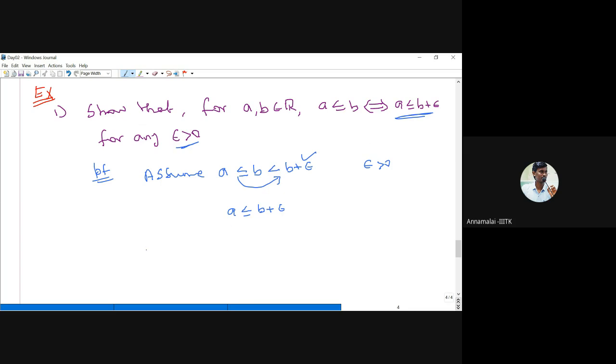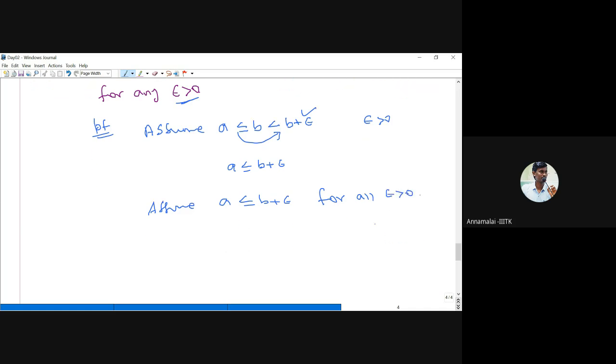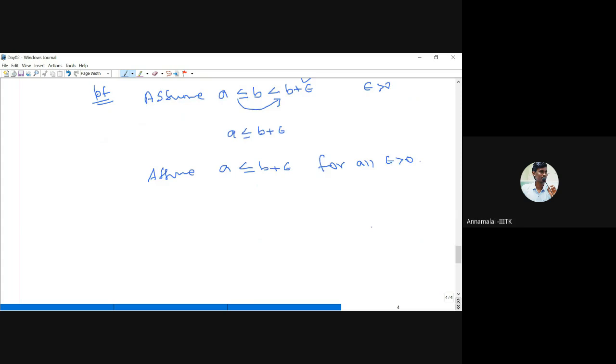Now we have proved this implication. Conversely, assume a is less than or equal to b plus epsilon for all positive epsilon. What we have to prove is that a is less than or equal to b. And already we know that if a is less than or equal to b plus 1/n for all n, then a is less than or equal to b.